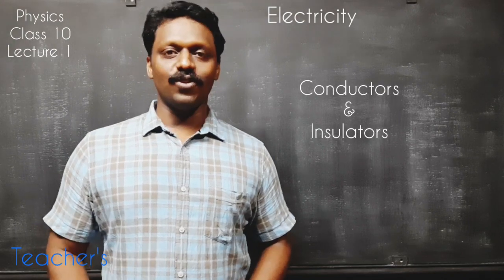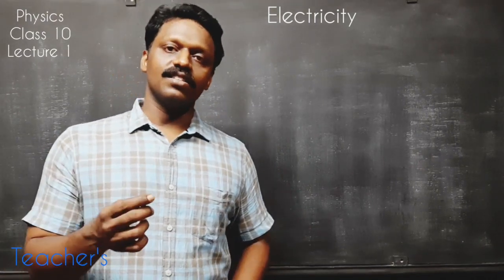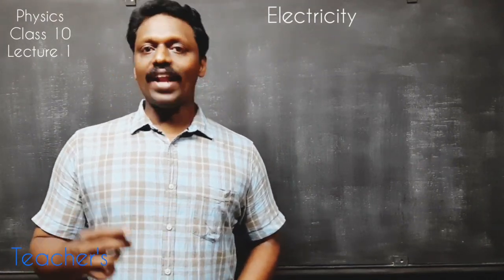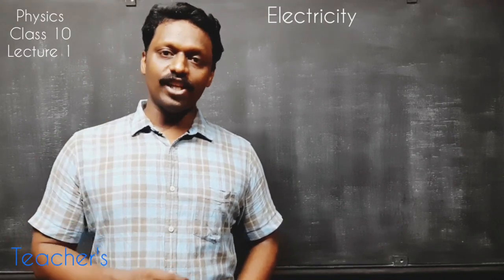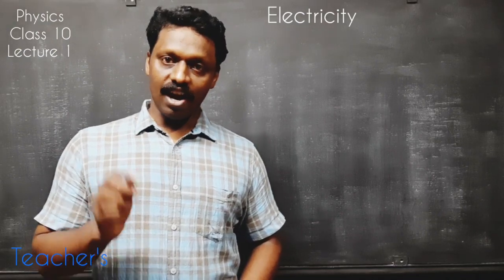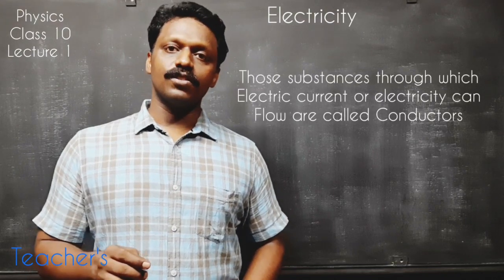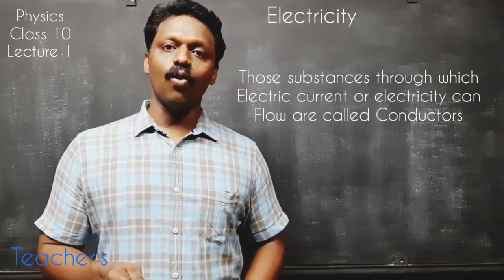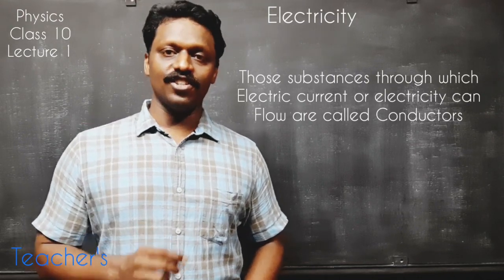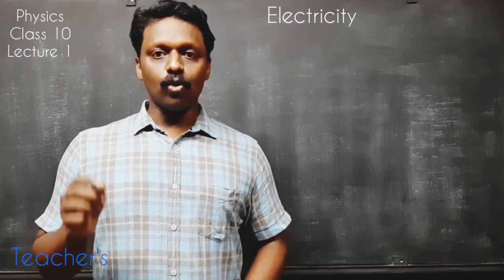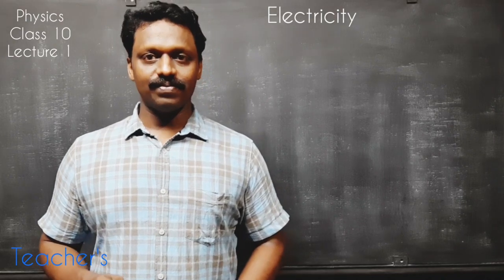Conductors and insulators. In some substances, the electric charges can flow easily, while in others they cannot. So all substances can be divided mainly into two electrical categories: conductors and insulators. Those substances through which electric charges can flow are called conductors. But the flow of electric charge is called electricity. So we can say that those substances through which electricity can flow are called conductors.